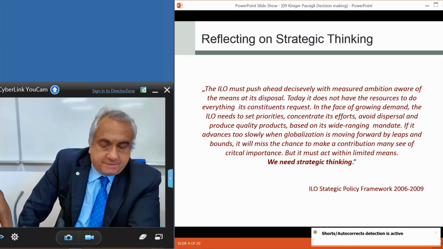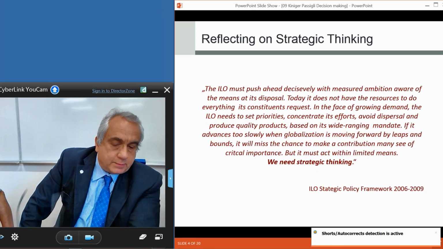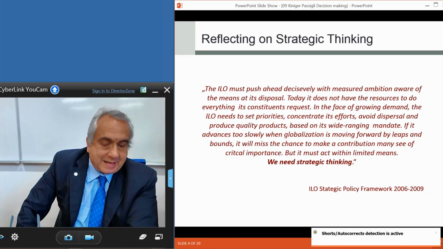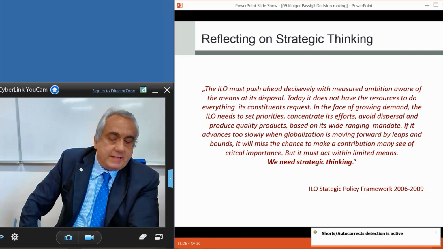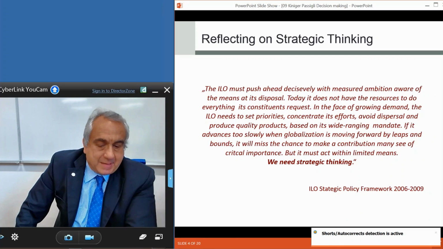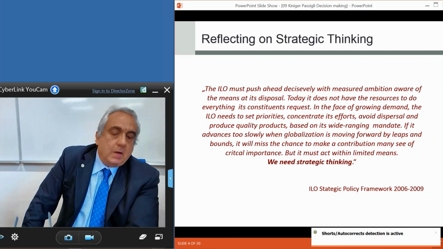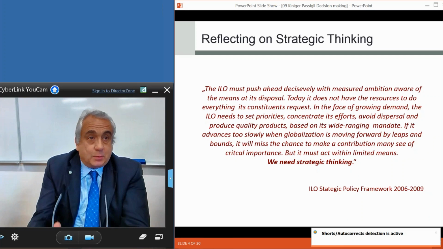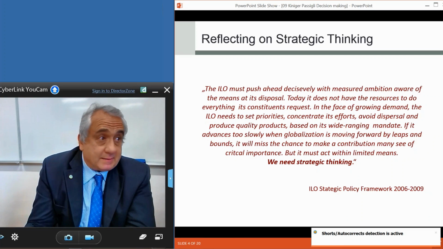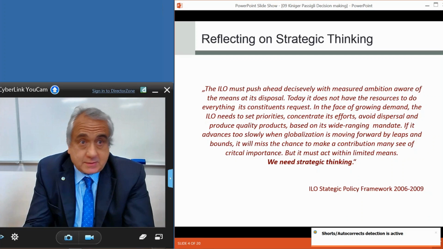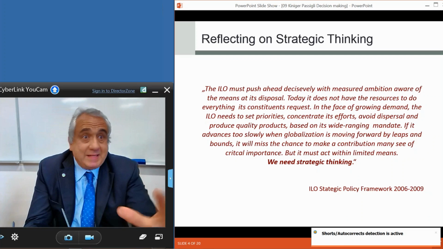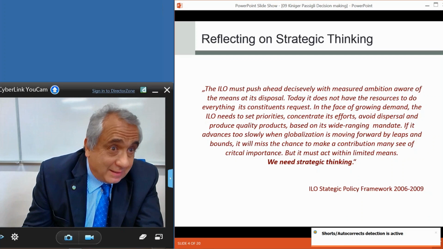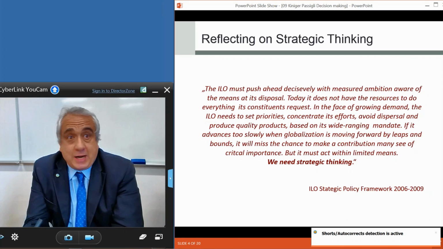If it advances too slowly when globalization is moving forwards by leaps and bounds, it will miss the chance to make a contribution many see of critical importance. It must act with limited means. We need strategic thinking. I think that this is a good example that applies now to international organizations. Again, this statement is a bit dated, but I think it could be applied even today. Things have not changed that radically.